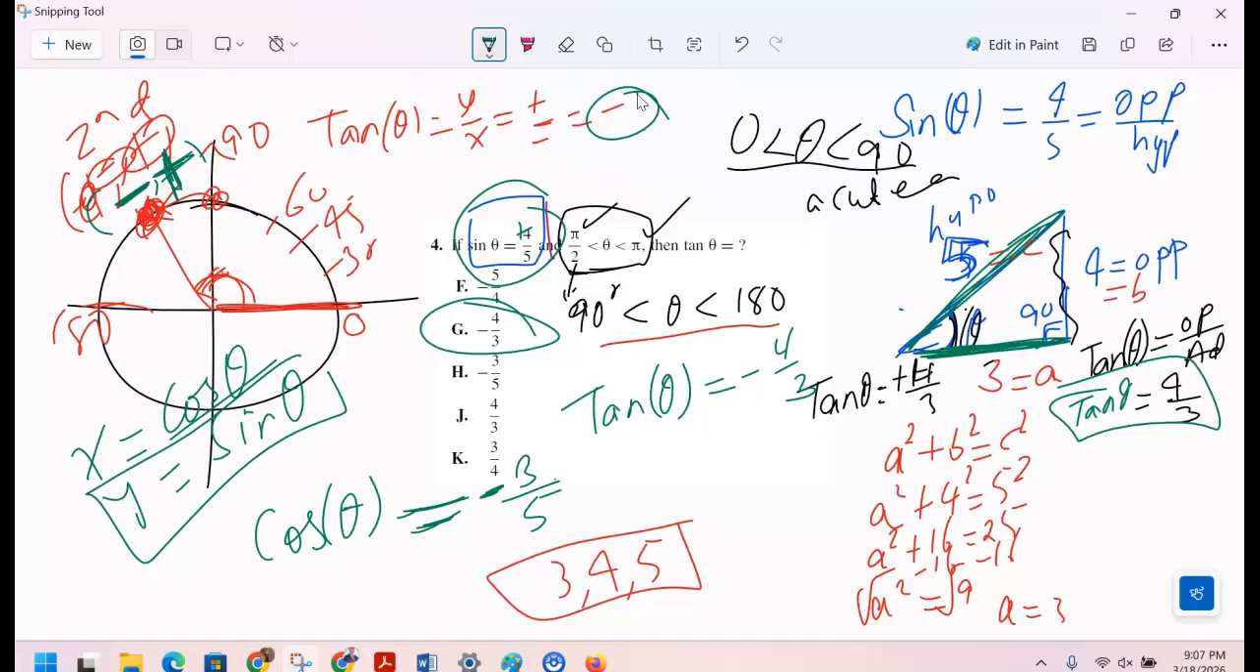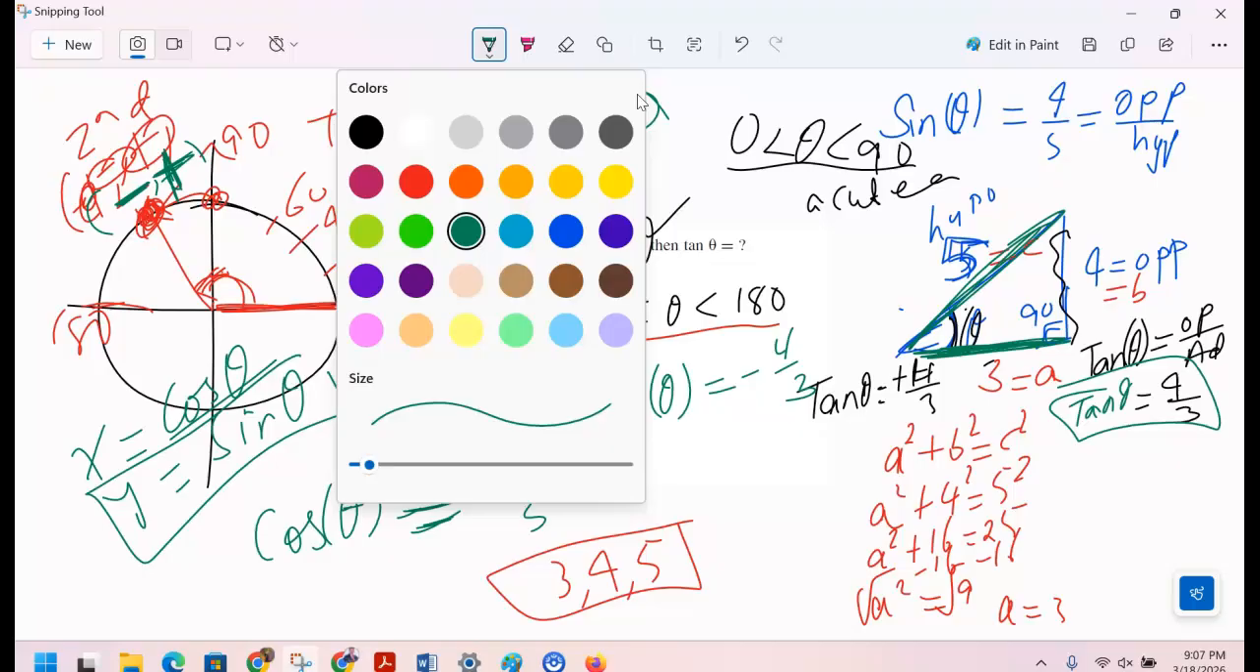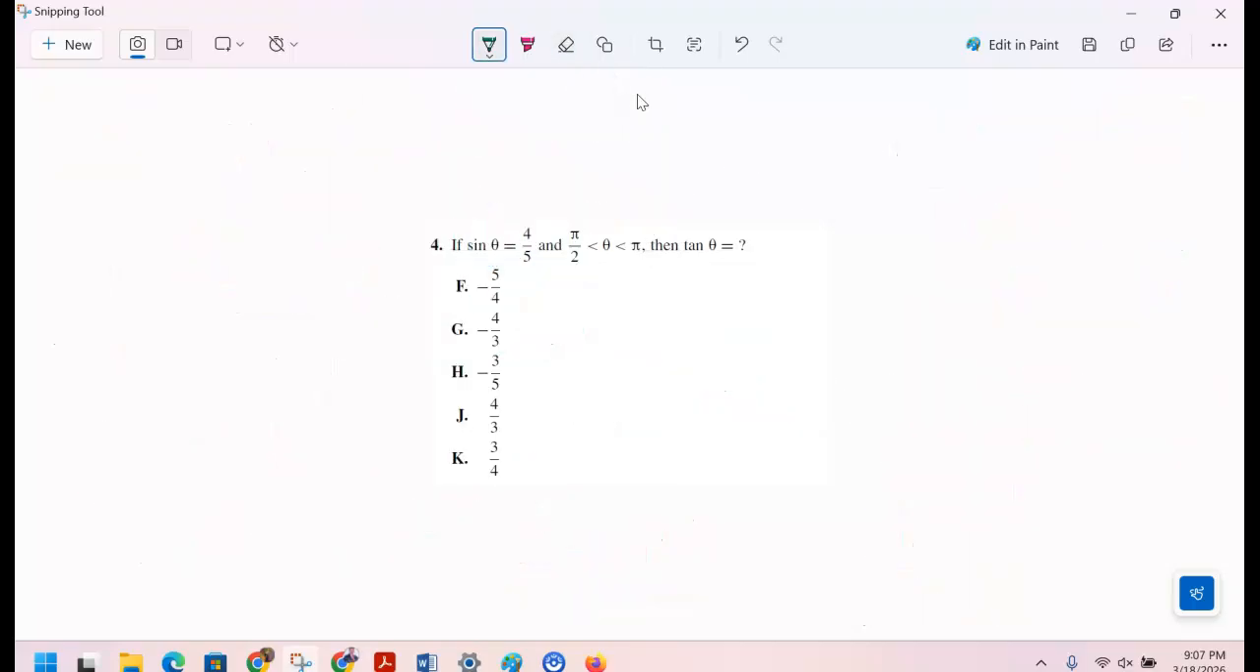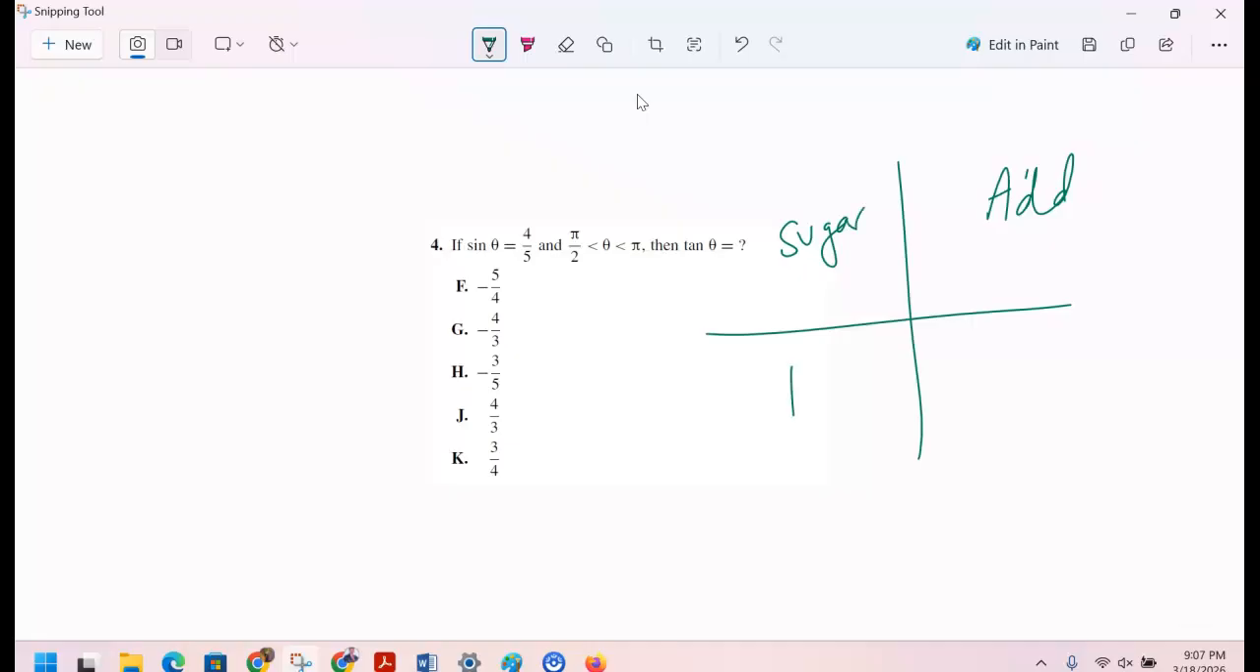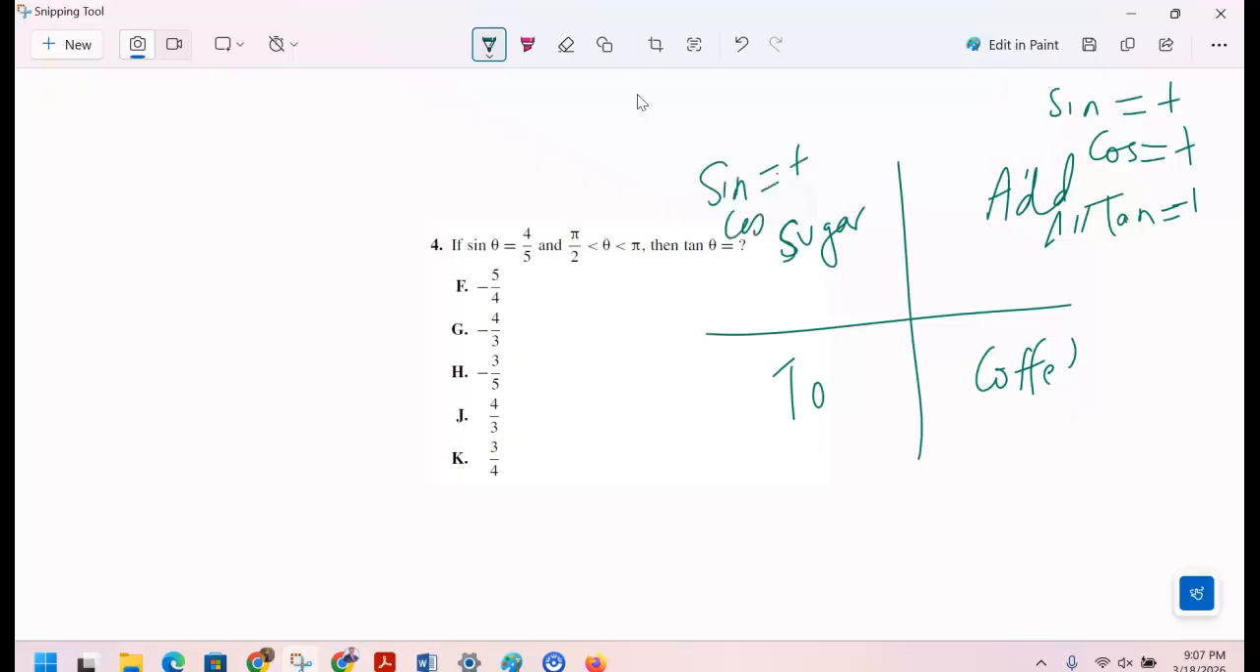But there's a trick to remember this: add sugar to coffee. What is the meaning of this? In the first quadrant, All means all are positive: sine, cosine, and tan are positive. In the second, Sugar means sine is positive. That means cosine is negative and tan is negative.